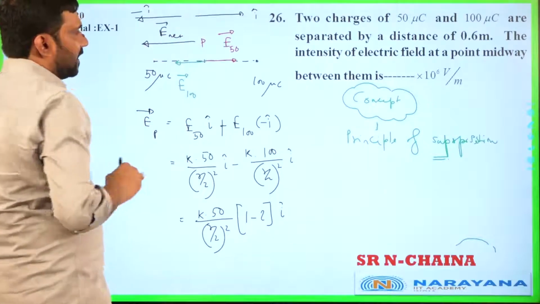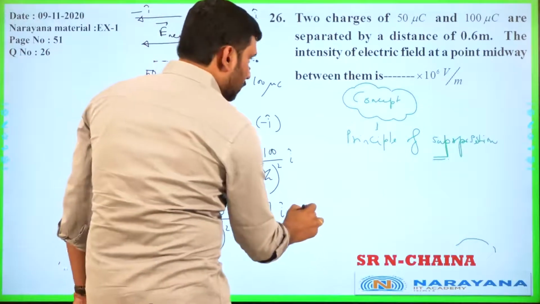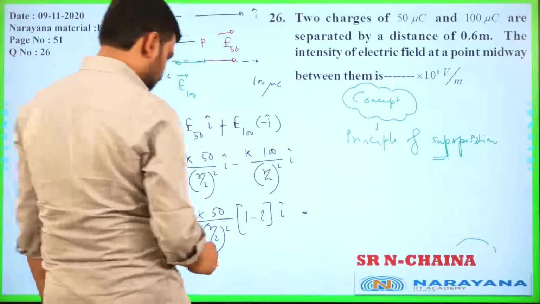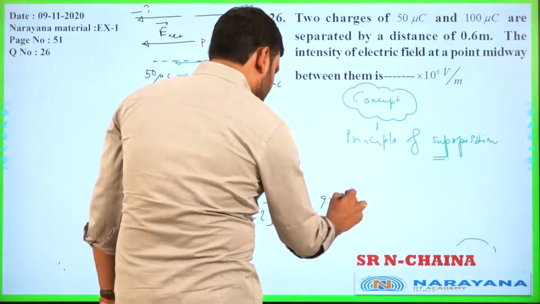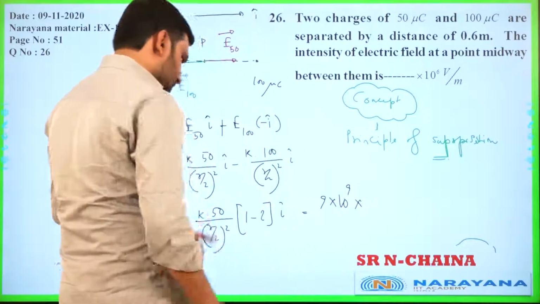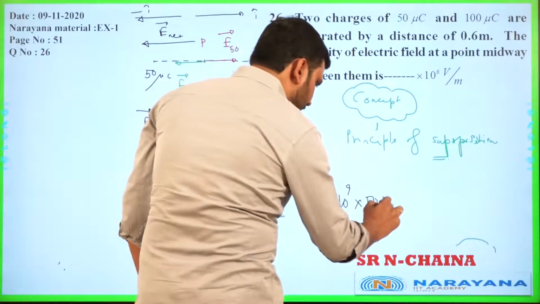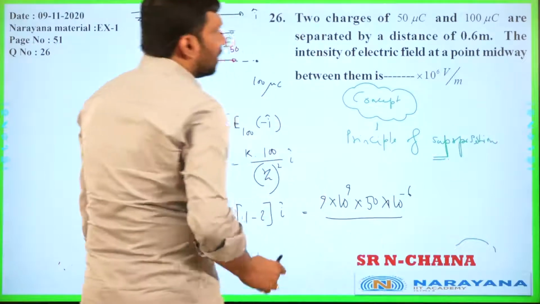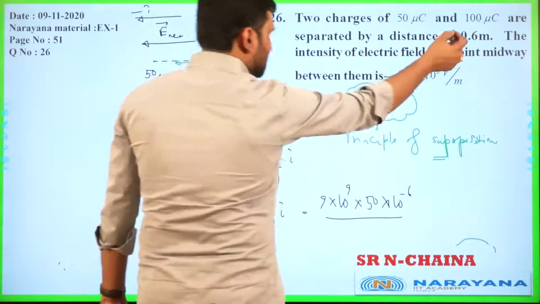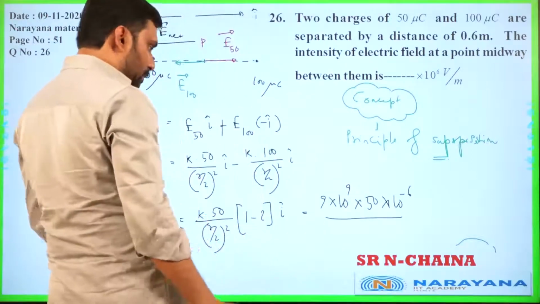This is coming the net field direction, right? So that will automatically come to be 9 into 10 to the power 9 into, this is 50 microcoulomb, so 50 into 10 to the power minus 6 divided by, what is the distance between them? 0.6 meter. So this 0.6 by 2, 0.3.